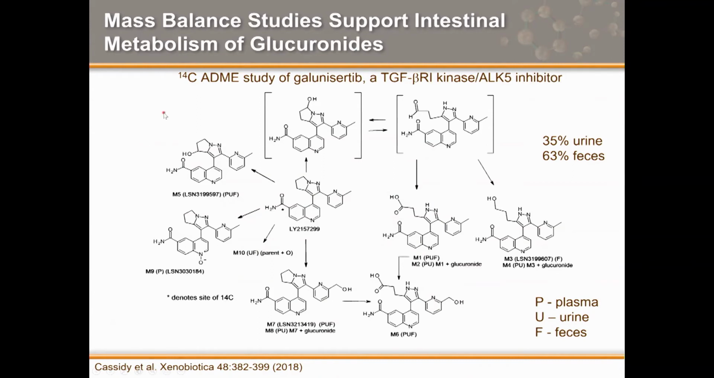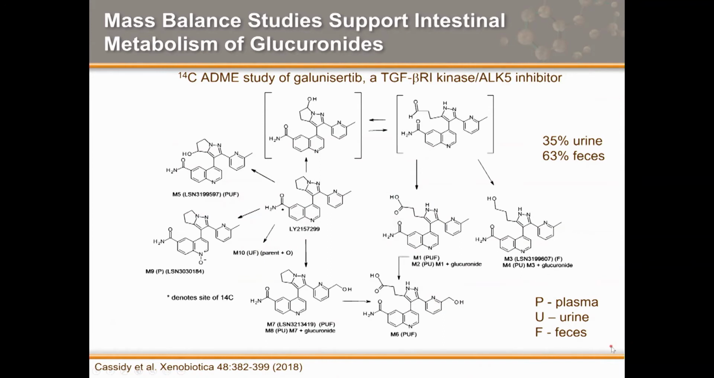Mass balance studies provide information about all of the metabolism that's occurring within the human body. These quantify the metabolites in plasma, urine, and feces to be able to account for all of the drug and its elimination. From these types of studies, we have evidence that there is intestinal metabolism of glucuronides.